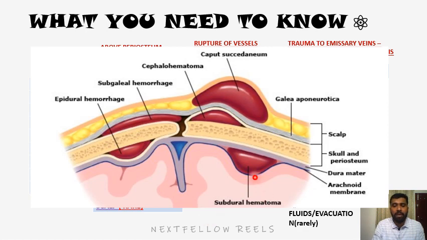And this is a figure so that we can go through the three conditions again. First is caput succedaneum just beneath the subcutaneous plane, subgaleal hemorrhage between the aponeurosis and the periosteum, and cephalohematoma inside the periosteum.